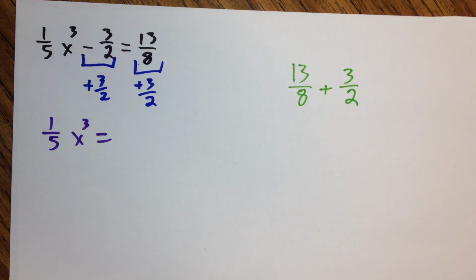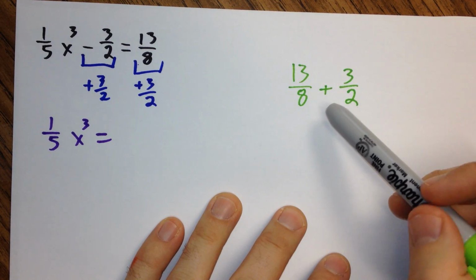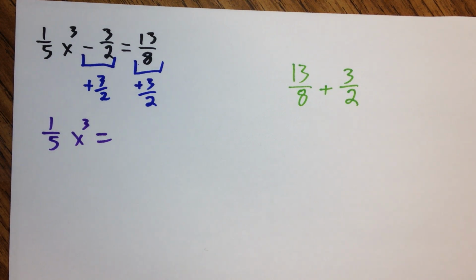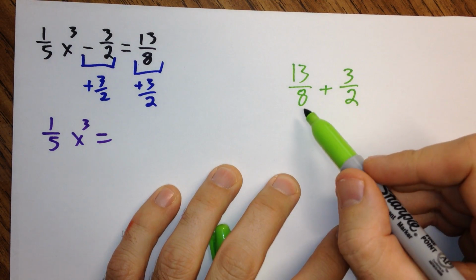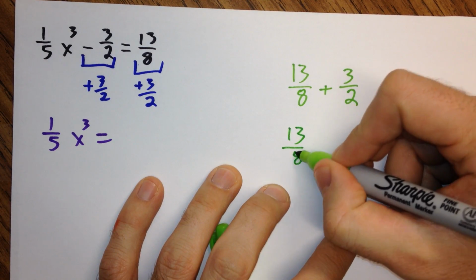The reason is, if you think of this, this is some object that's been split into 8 parts, and this is some object that's been split into 2 parts. And in order to add objects together, they have to be the same. They have to be of the same type or of the same pieces. So let's make them of the same type. It looks like 8 is a reasonable type, and so this becomes 13/8.